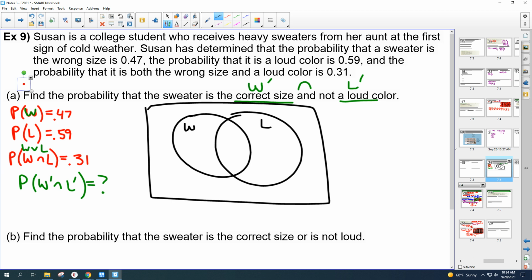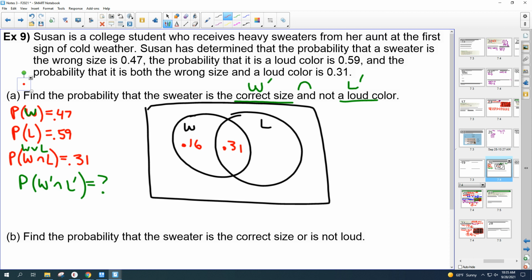So keep it consistent with last lesson. Go to the overlap. We've got W and L is 0.31. That's where you would want to start. We know wrong and loud color is 0.31. So then work backwards off of that, like some of our problems from the homework. If the probability of wrong is 0.47, then that must mean that subtract 0.47 minus 0.31 is 0.16. That's got to be 0.16 right there. You're subtracting to make that circle add up to 0.47. Now it works.